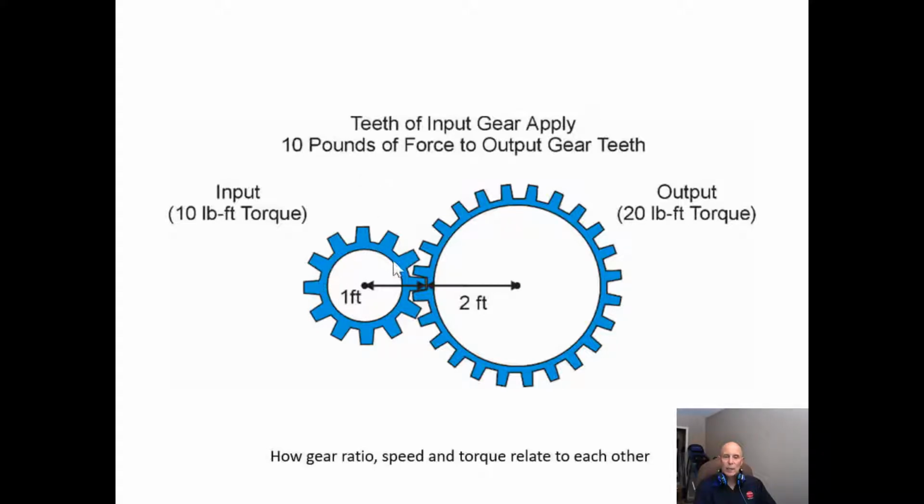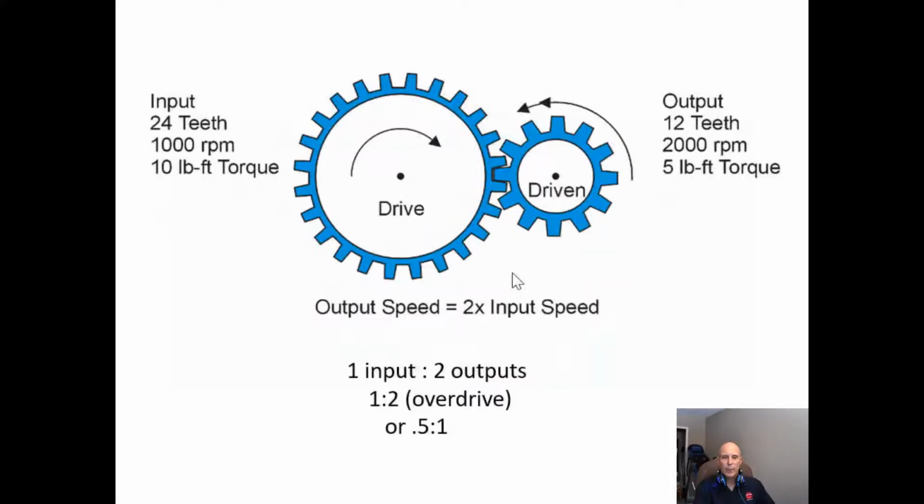Again, like I said, we don't need to have teeth on these to be able to calculate it. If I told you we had a wheel that was 1 foot in diameter and one that was 2 feet in diameter, again, our gear ratio is going to be 2 to 1.